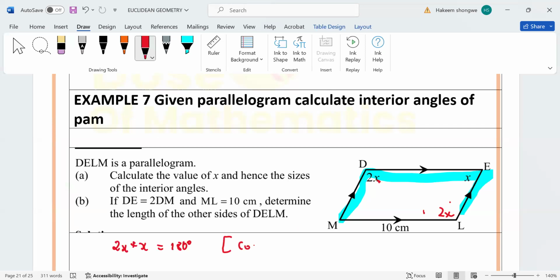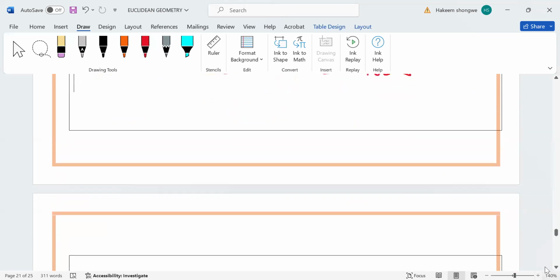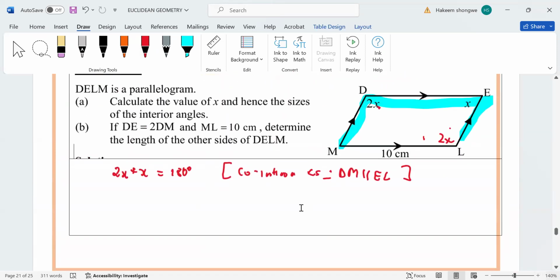All interior angles. And then because we have DM, which is parallel to what? To EL. And then you're going to get your x. I'm going to just calculate x. How are we going to get our x?